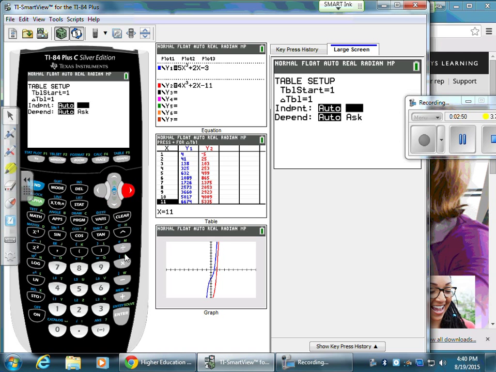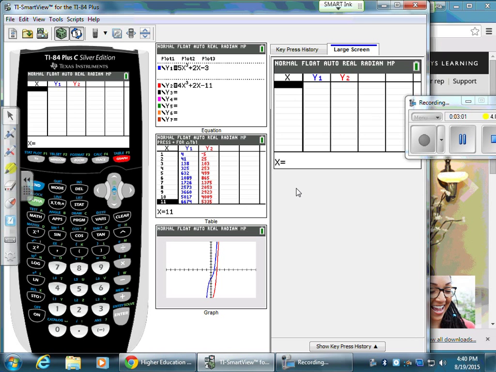If I change that to ask, then I tell it what the independent variable is that I want it to use. So then I can go back to the table. I push second and then graph. And now there's nothing there.